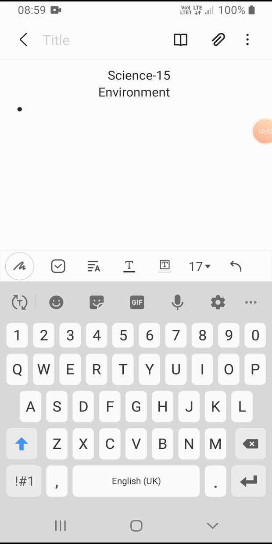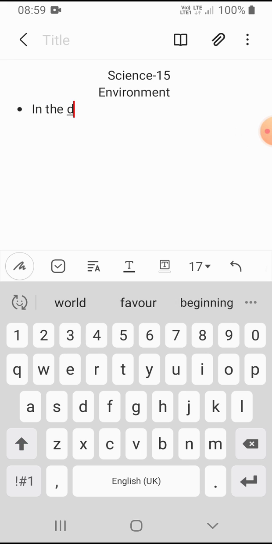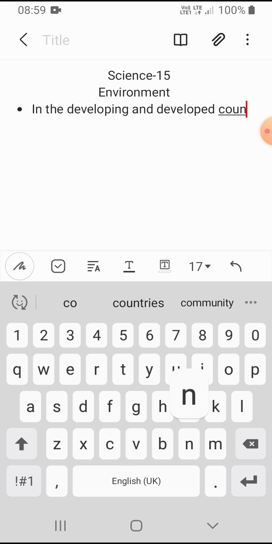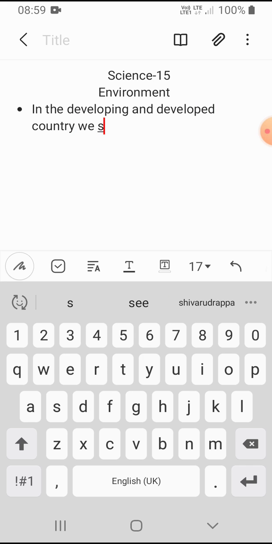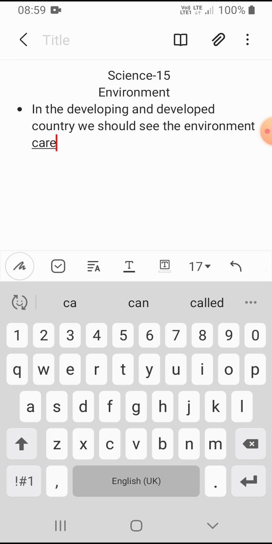environment has many organisms, and in the developing and developed countries, we should take environmental care also.